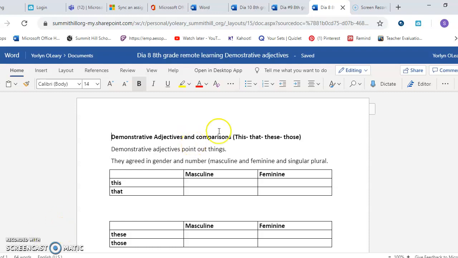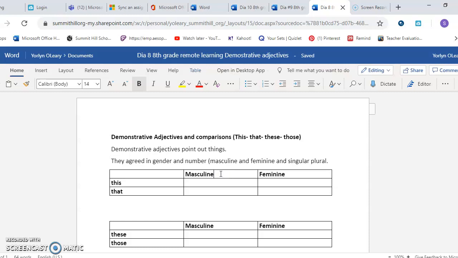Alrighty, demonstrative adjectives and comparison. So what is that in English? Well, those are these words: these, that, this, and those. Demonstrative adjectives will point out things, as we know. But in Spanish, they have to agree in gender and number. Gender, masculine and feminine. And the number will be singular and plural.